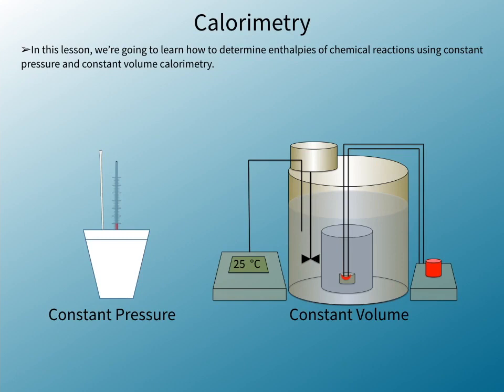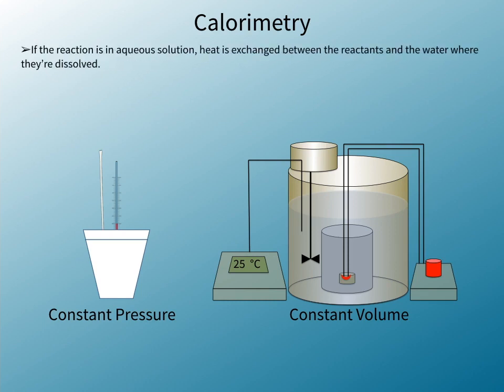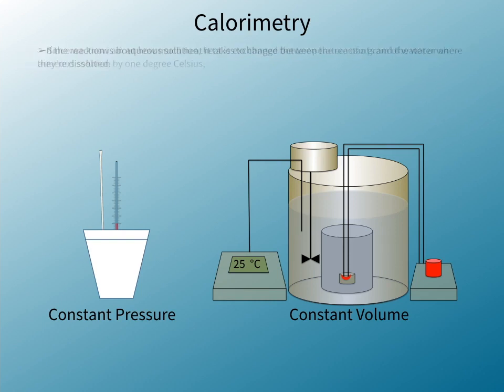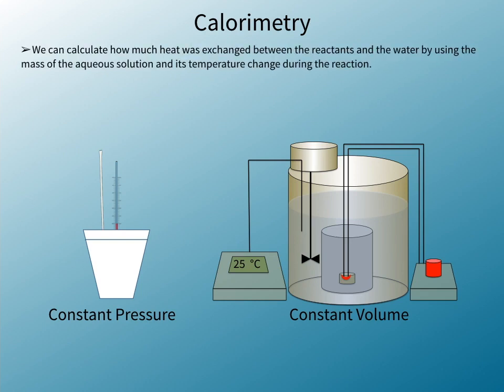In this lesson, we're going to learn how to determine enthalpies of chemical reactions using constant pressure and constant volume calorimetry. In any calorimetry experiment, we run our reaction in aqueous solution or in an instrument with known heat transfer properties. If the reaction is in aqueous solution, heat is exchanged between the reactants and the water where they're dissolved. Since we know about how much heat it takes to change the temperature of a gram of water or an aqueous solution by 1 degree Celsius, we can calculate how much heat was exchanged between the reactants and the water by using the mass of the aqueous solution and its temperature change during the reaction.